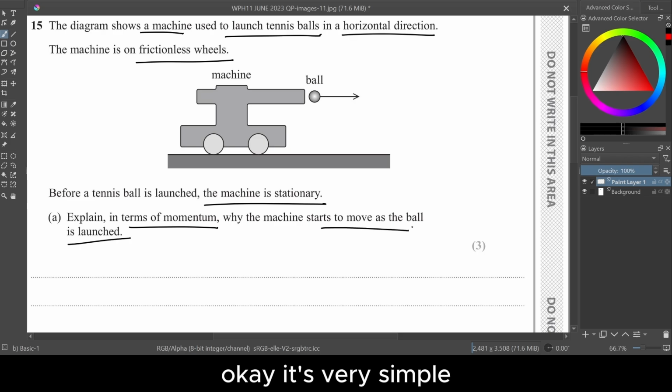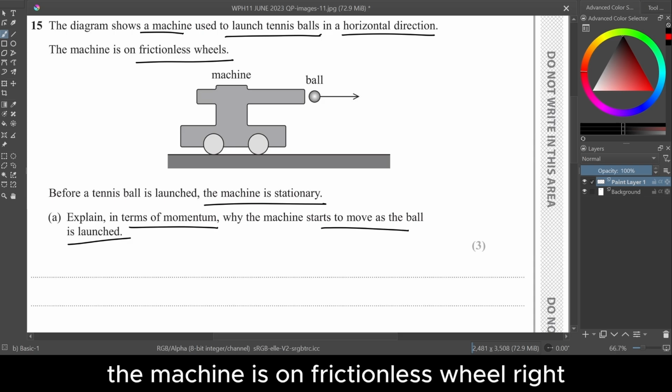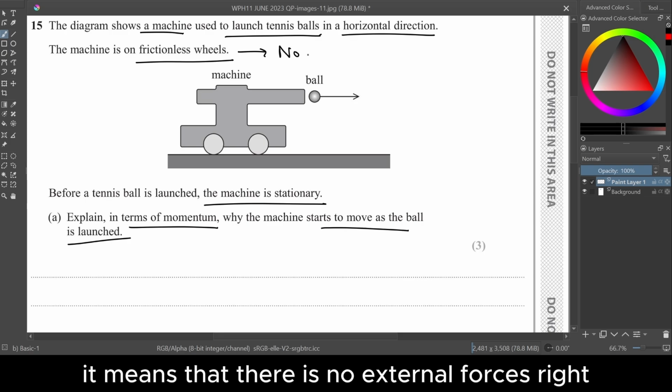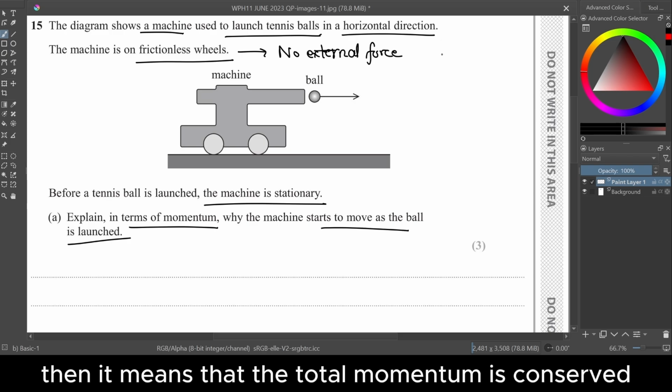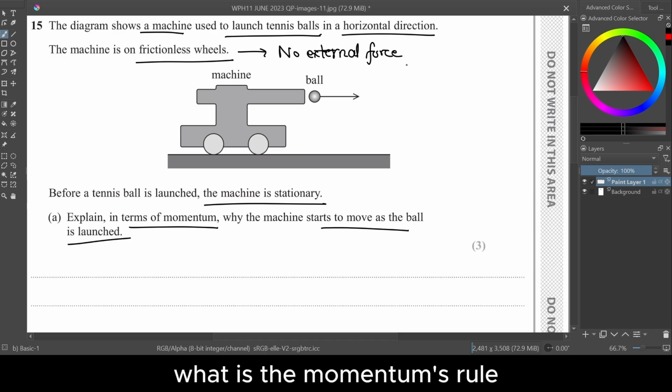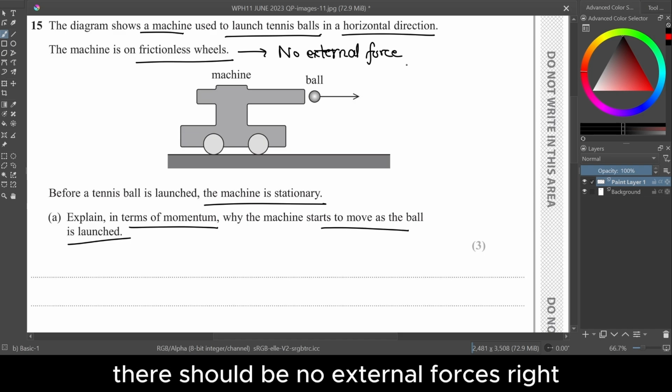Okay, it's very simple. Let's first understand what is meant by frictionless wheels. The machine is on frictionless wheels, right? It means that there are no external forces. If there are no external forces, then it means that the total momentum is conserved. What is the momentum rule? There should be no external forces, right?